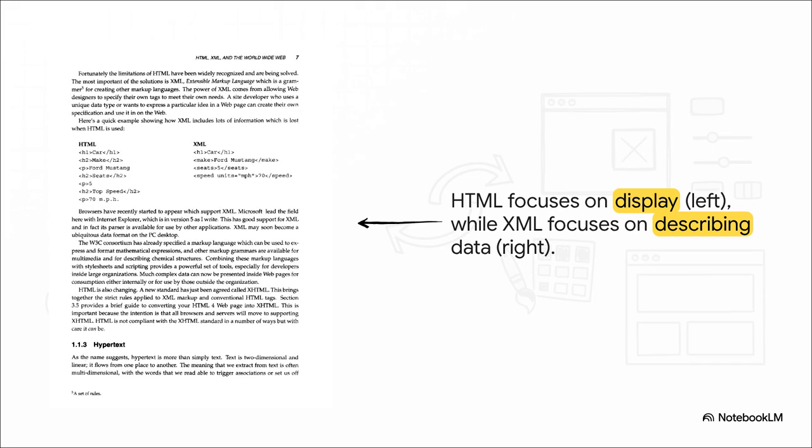And this example right here really highlights that limitation. Look at the HTML side on the left. We see those H2 and P tags. Now a browser knows exactly what to do. Make a headline and Ford Mustang a paragraph. But the browser has no clue that Ford Mustang is the make of a car. That specific relationship, that meaning, is completely lost.